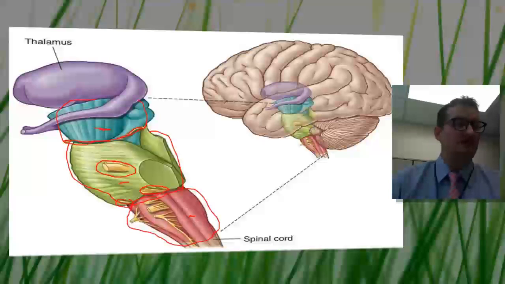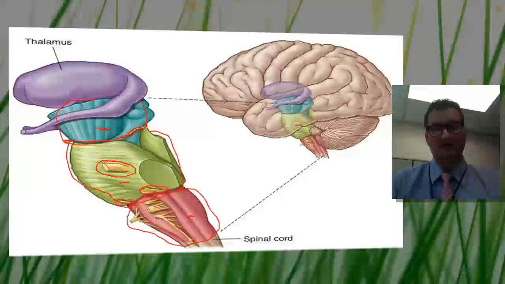The medulla also houses reflex centers for coughing, sneezing, swallowing, and vomiting. And several cranial nerves either begin or end in the medulla. Essentially, cranial nerves 8 through 12 arise from the medulla oblongata.